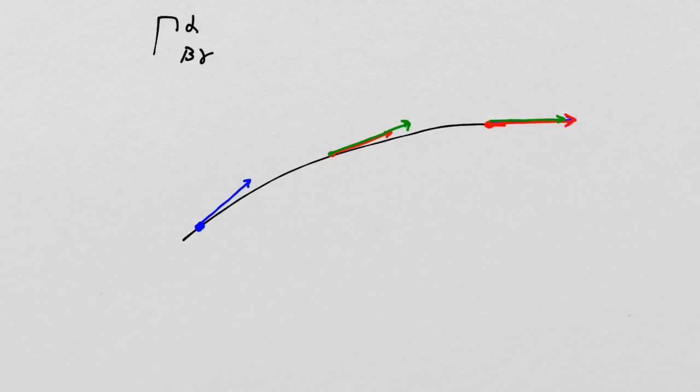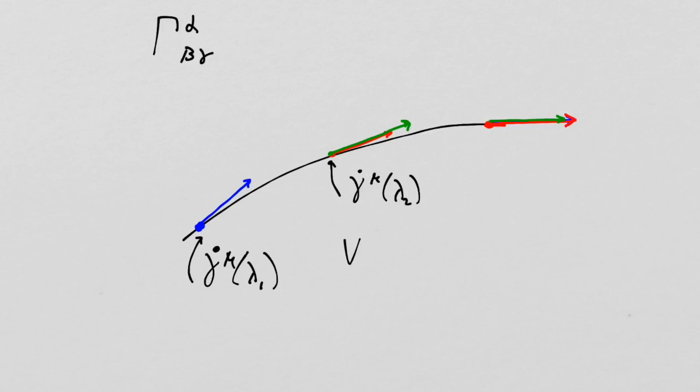So for this value of lambda, say 1, this is the tangent vector at this point, and this is the tangent vector at this point. I want the parallel transport. I want this parallel transport vector, which I'll call v, to equal some constant times the tangent vector at that curve.